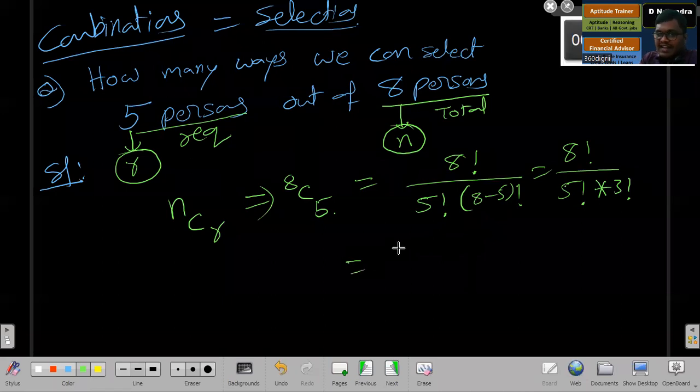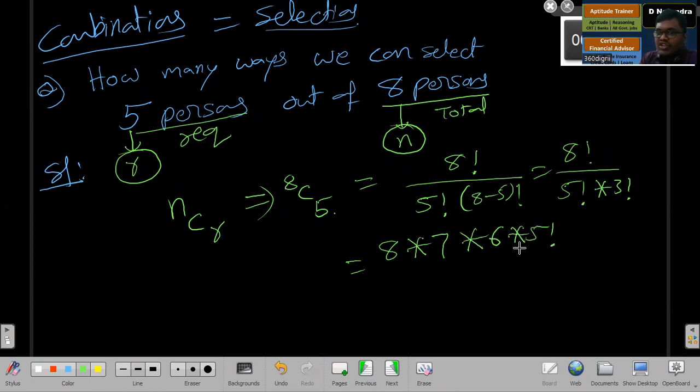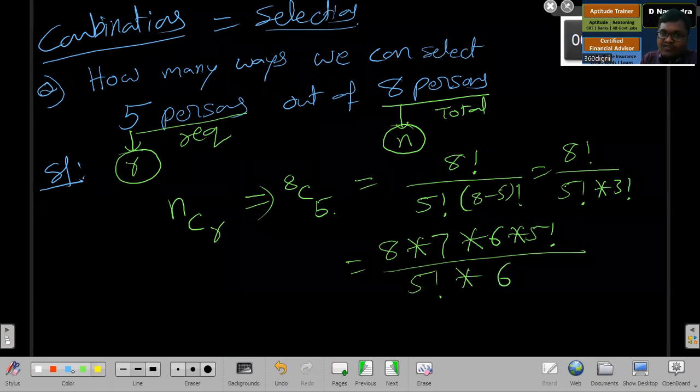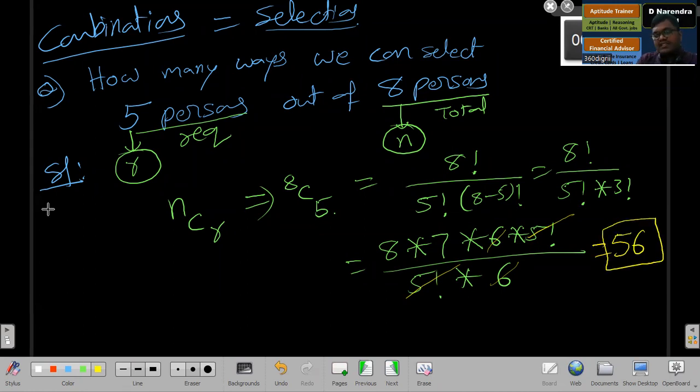I didn't calculate completely, guys. 8 factorial can be written as 8, 7, 6, 5 factorial, by 5 factorial into 3 factorial, which means 6. Now, if you observe, 5 factorial easily cancels. 6 and 6 get cancelled. 8 times 7 is 56. This is the final answer. 56 ways we can select 5 persons out of 8.